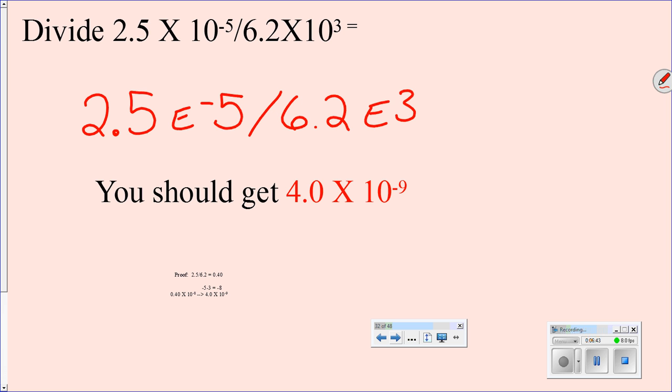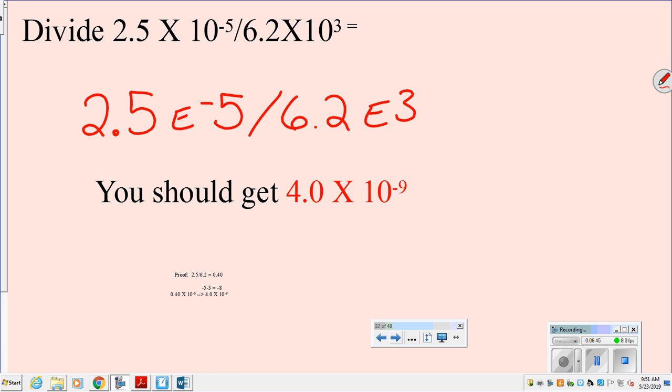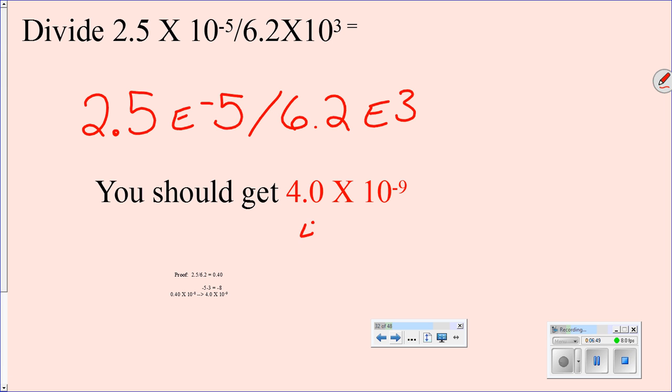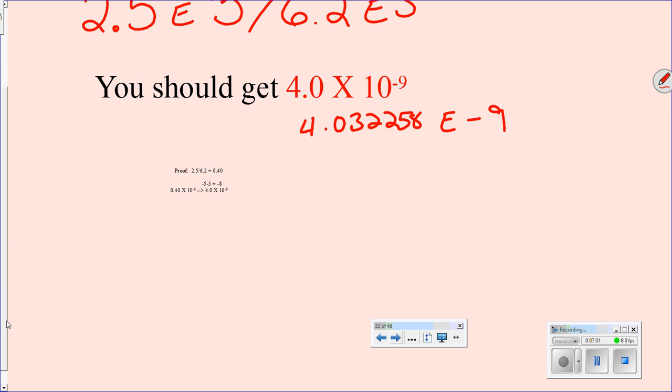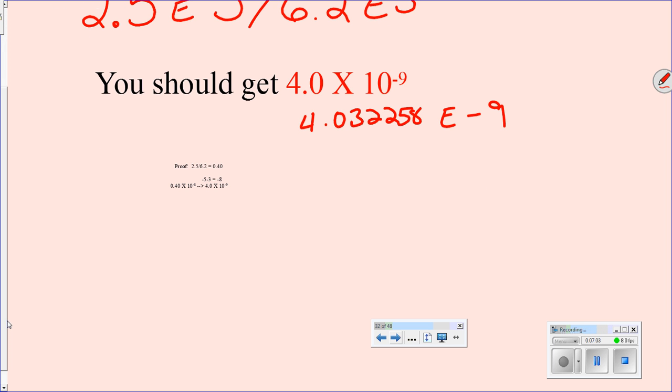What this is actually going to look like on your calculator is 4.032258, blah, blah, blah, blah, blah. And then at the end, you see this little E negative 9. That used to scare me when I was in math class if I saw that E, because I thought it meant I did something wrong. In this case, it means you did something right, because this E means times 10 to the. So that means times 10 to the negative 9.